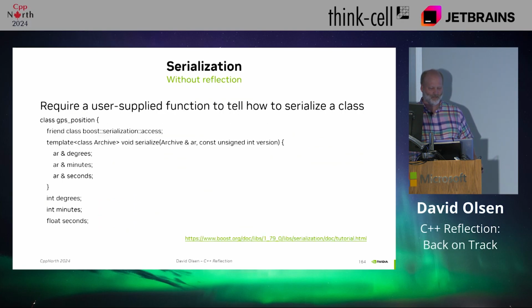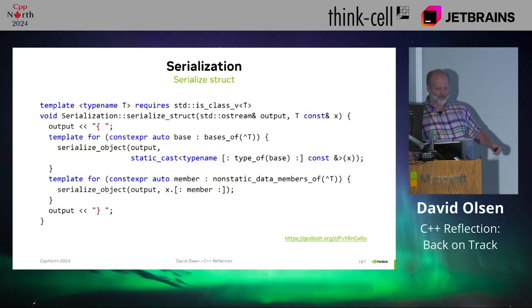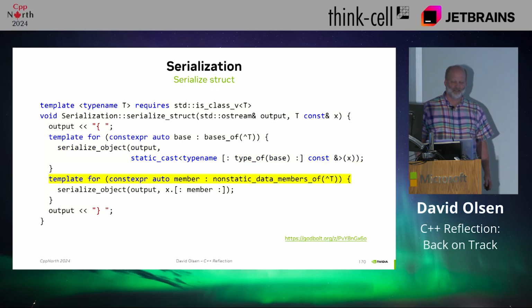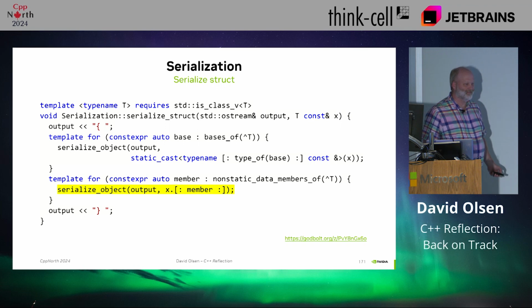Serialization is hard because no one has figured out how to automatically handle classes. The user needs to write a function to say how to handle classes. But with reflection, it's easy. Given a class, you iterate over the base classes, serialize each of the base classes. Iterate over the data members, serialize each of the data members. When I started working on this, I thought there would be a lot more. I was very pleasantly surprised about how easy it is.